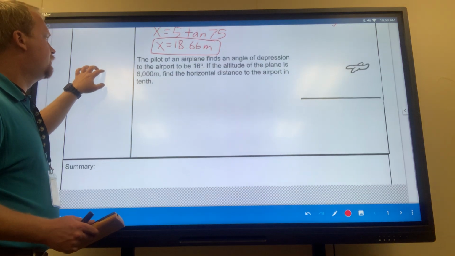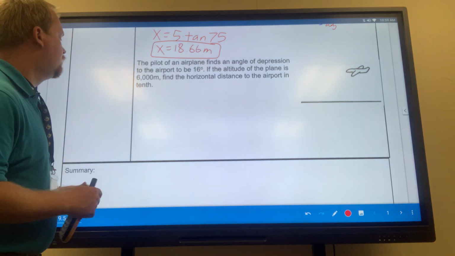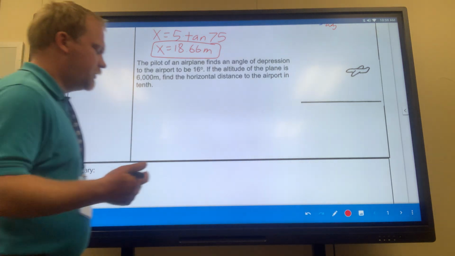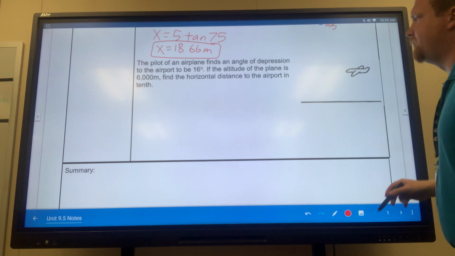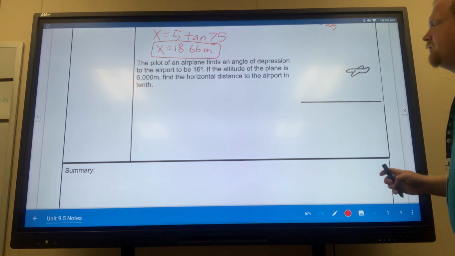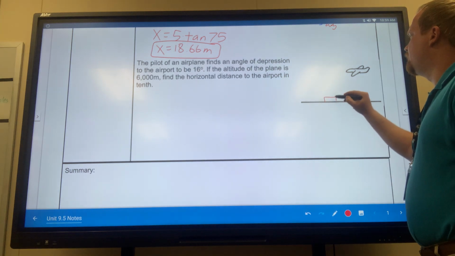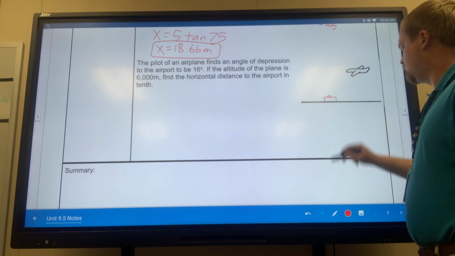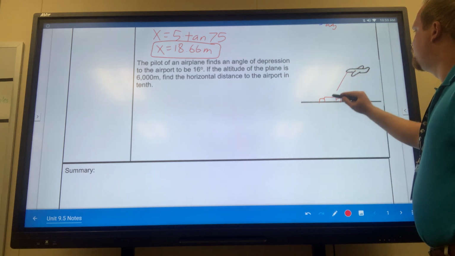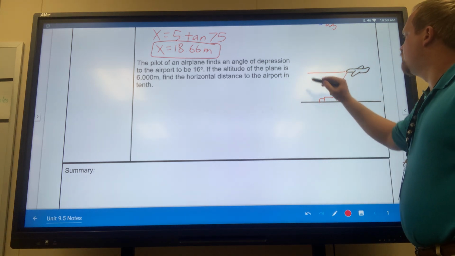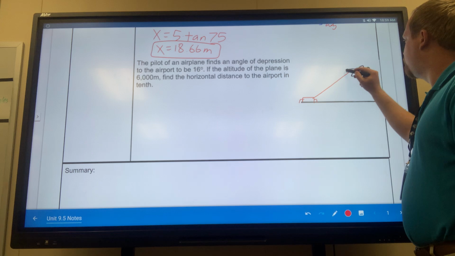Now, we can do the same things for airplanes, okay? We do the same thing here. First of all, I need to know what's going on. The pilot of the airplane finds an angle of depression to the airport. I'm gonna draw a little airport. Well, better yet, let me be more accurate. There we go. That's 16 degrees.